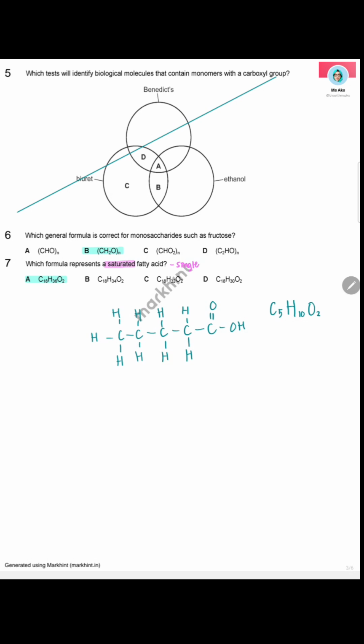And then when you complete that chain, you can start counting the formula of this structure. So that's C5H10O2. You can try and count them yourself. You can notice that with a certain number of carbons, you should have double the number of hydrogens and the same number of oxygen atoms for each fatty acid molecule. So with that general formula, you can arrive at A as the answer.